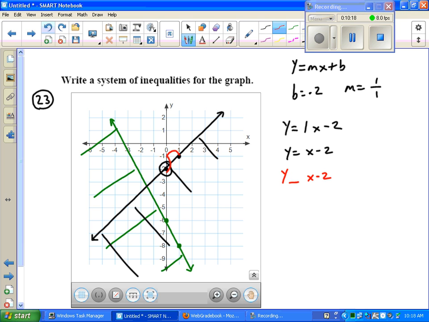It doesn't cross through 0, 0, so we can go back to our old trusty 0, 0 and plug those values in. 0 is something 0 minus 2. 0 is something negative 2. And then you have to determine if you want a true statement or not. Notice where 0, 0 is in relation to where the black is being shaded on this picture. It's shading away from 0, 0, which means you want a false statement here. A false statement here would be 0 is less than negative 2. So your first equation would be y is less than x minus 2.